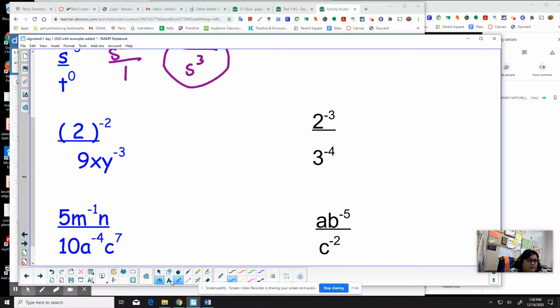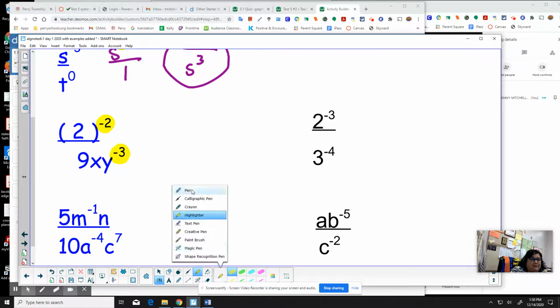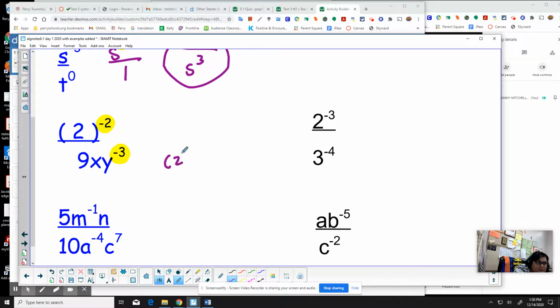Okay, both of these are unhappy. This one and this one. So I'm going to move all of that. I'm going to switch places. So I'm going to move this whole thing. 2 to the 2 goes to the bottom. 9x is still down there. And y to the third is coming up top. The reason 9x is still down there is because it still has an exponent of 1. So I just need to evaluate 2 to the second, which is 4. So this is y to the third. 4 times 9 is 36, and x is still on the bottom.